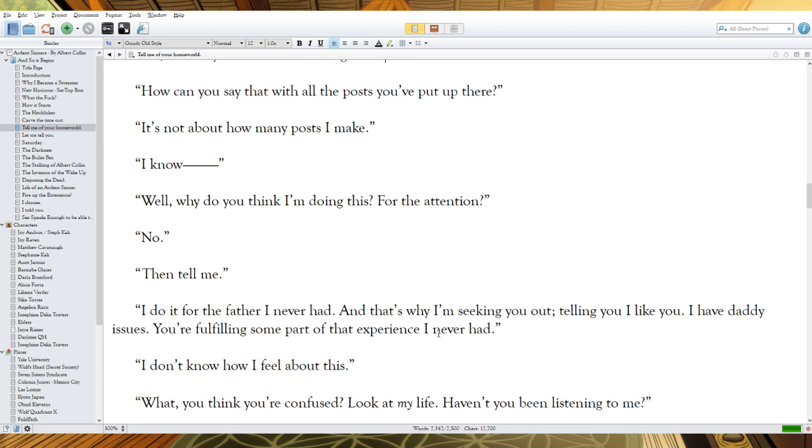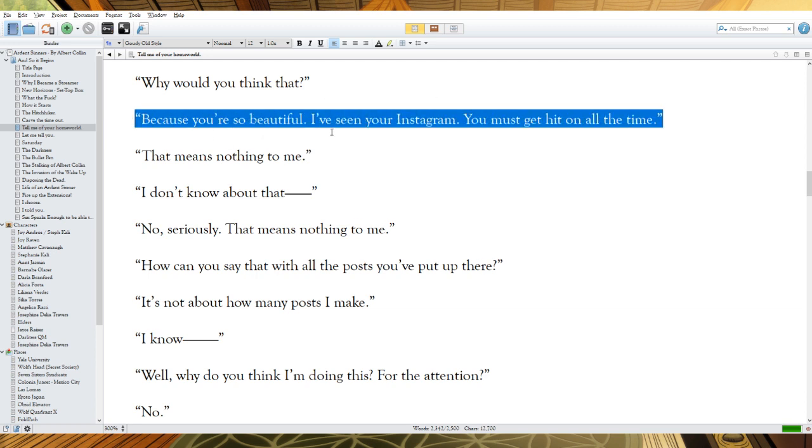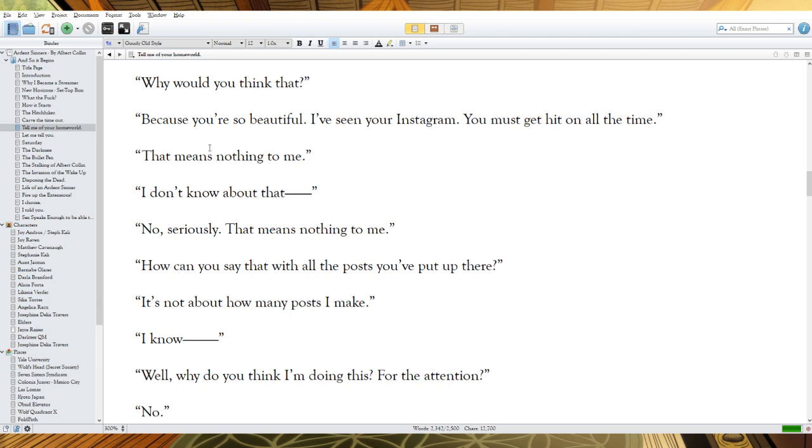This is weird. What is going on here? Who is talking? You see, I'm losing the narrative without having the explanation of who's who. So we have the man here. "Because you're so beautiful, I've seen your Instagram. You must get hit on all the time." "That means nothing to me." "I don't know about that." "No, seriously, that means nothing to me." "How can you say that?"